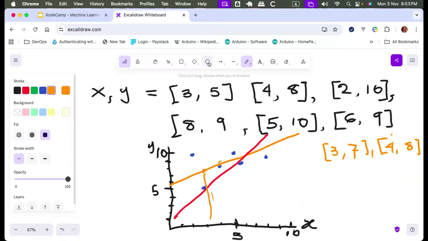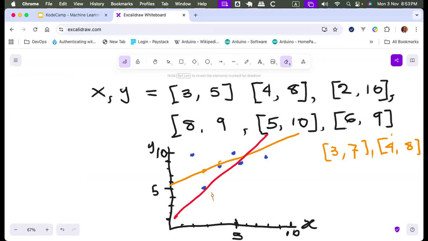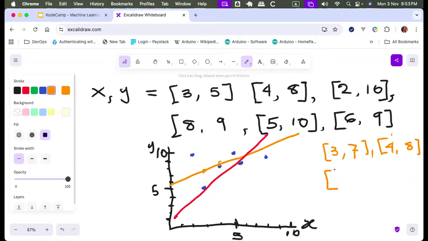Maybe I need to use lines. But I think you get the general idea. The idea is that this orange line is predicting on its own line. So when it is 2, the orange line is predicting 7. It's actually 7.5, you know.